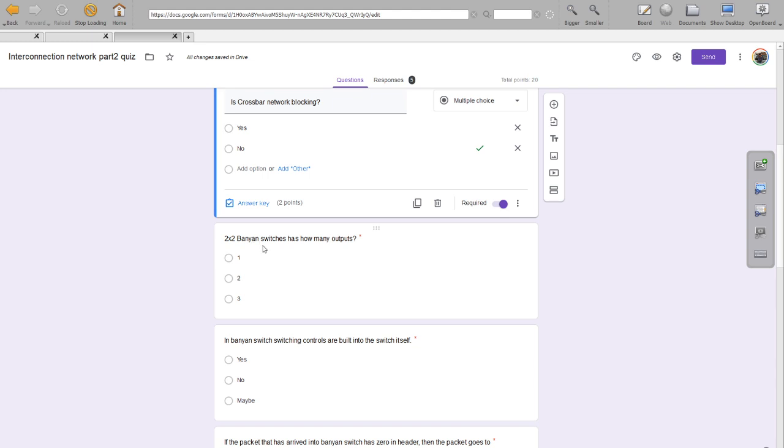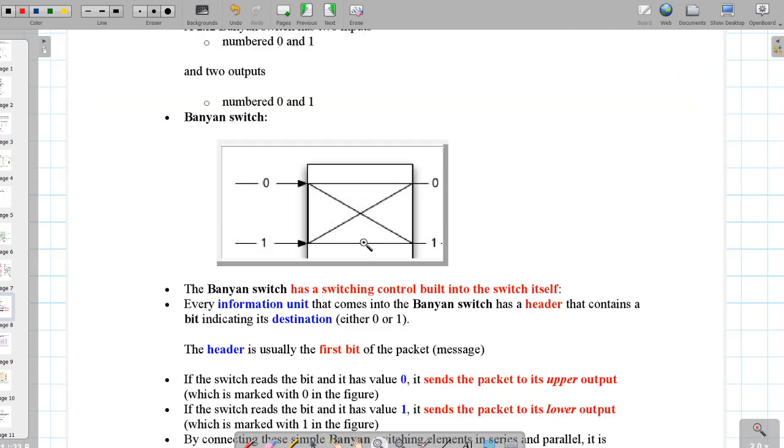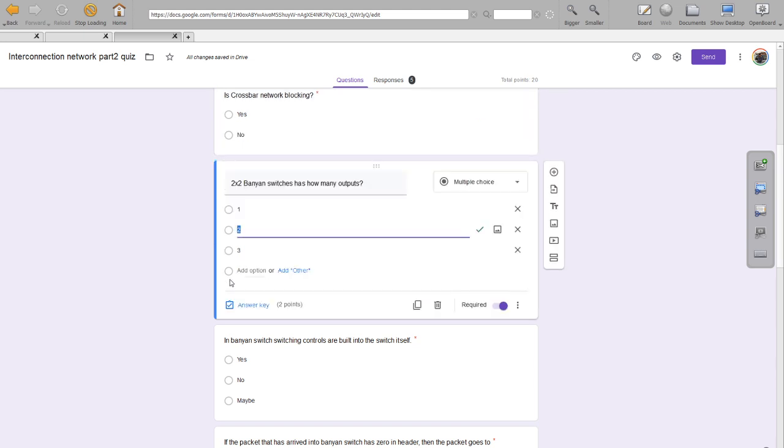Then let me move to the next question. 2 by 2 Banyan switches has how many outputs? If you have followed the diagram of 2 by 2 Banyan switch, then you can see that there are basically 2 outputs. In 2 by 2 Banyan switch, there are 2 inputs and there are 2 outputs. So you can clearly say that the number of outputs is 2.